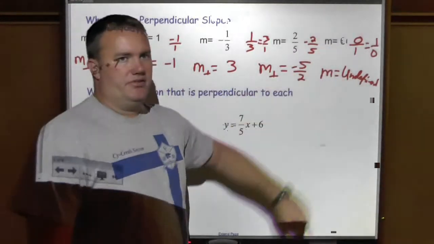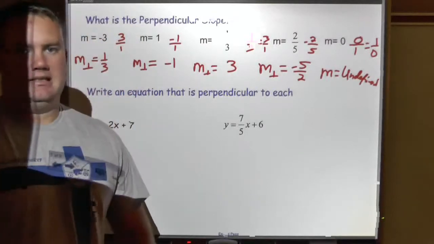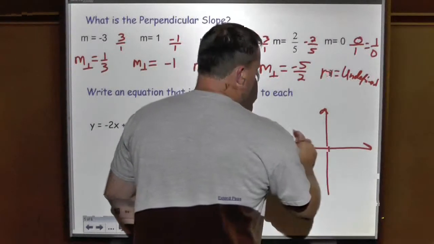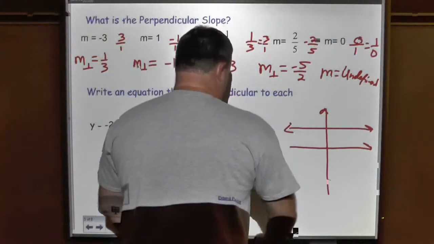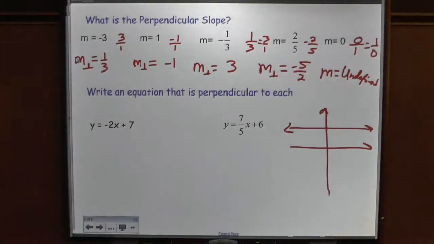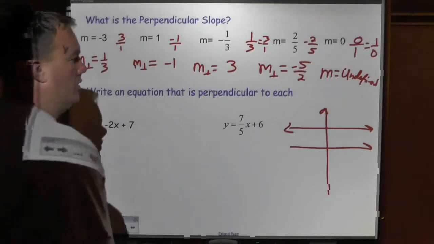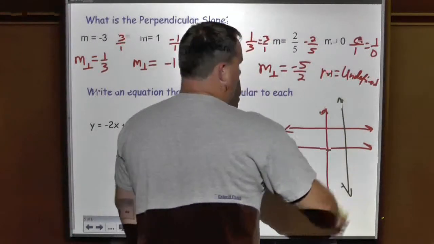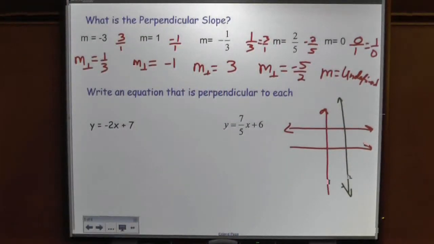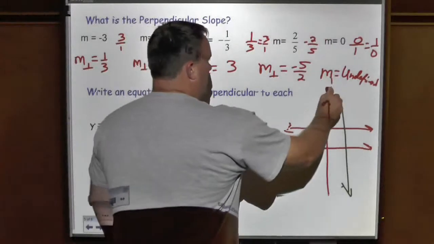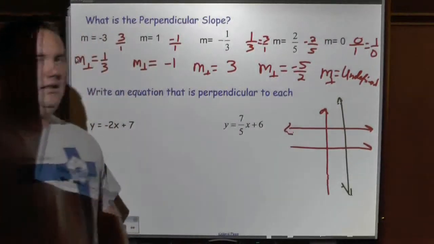The slope of 0, think about what kind of a line is that? Well, if you had a graph, you would know that is a horizontal line. Well, think about what line would be perpendicular to a horizontal line. And hopefully there's only one that comes to mind. And that would be a vertical line. What is the slope of a vertical line? Undefined. That's where it comes from. So the perpendicular to a horizontal line is a vertical line.